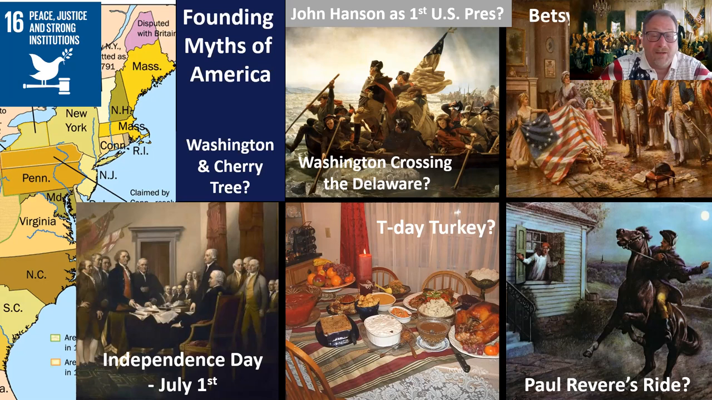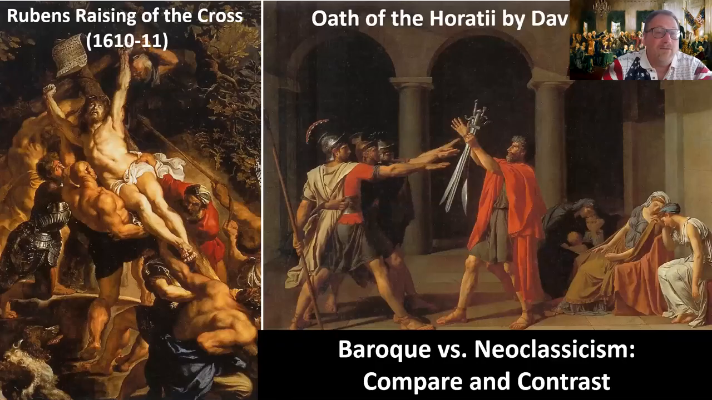Turkey for Thanksgiving? Probably not real, and if it was, it was a small amount. Independence Day on July 4th, 1776? Not true. July 4th was the first day we actually read it out to the public, but we'd already signed off on July 1st, which really should be our Independence Day. So again, we have made up our national history to bind us together, even when we didn't necessarily need to.